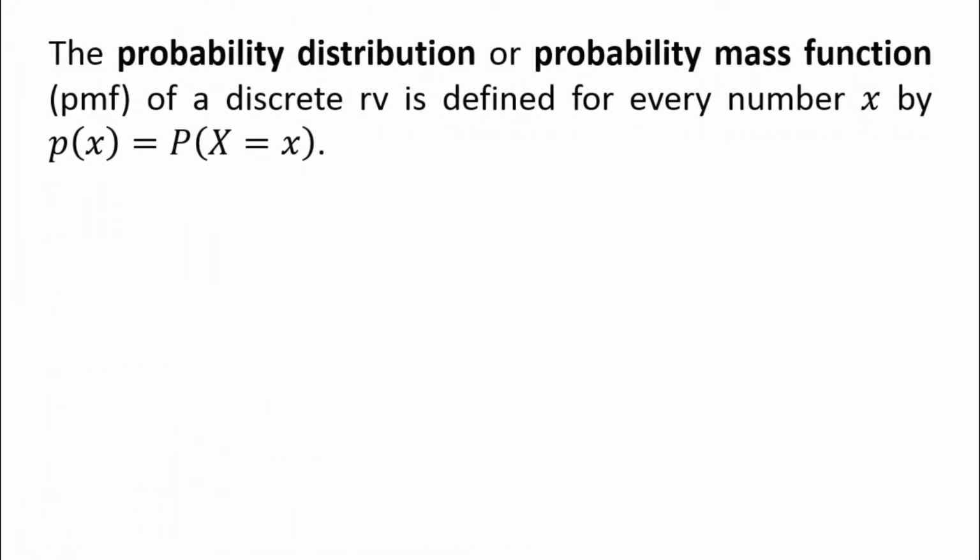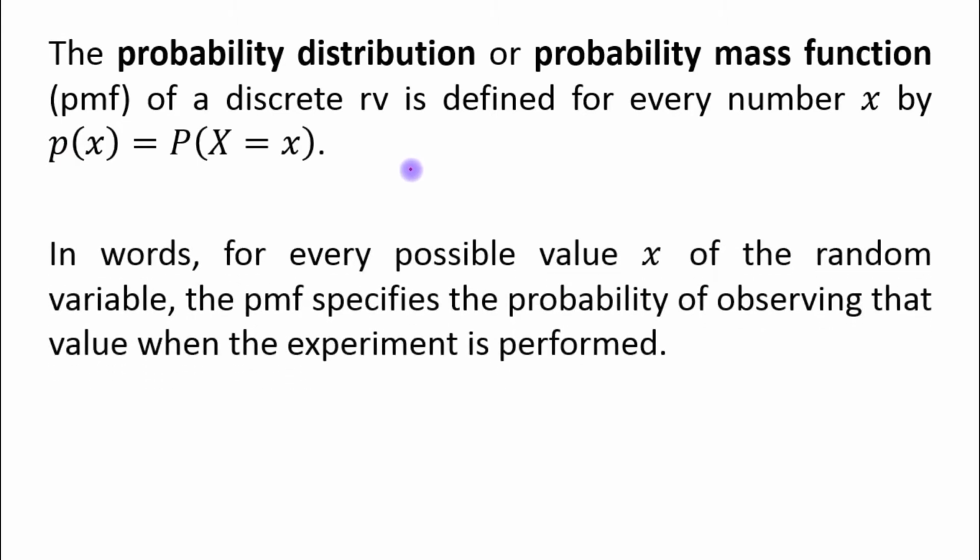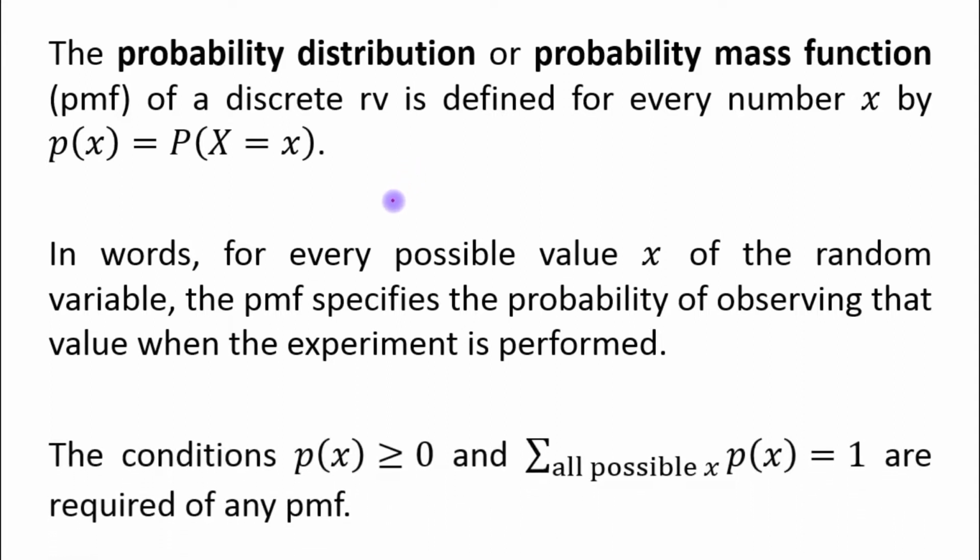The probability distribution or probability mass function, that is PMF, of a discrete random variable is defined for every number x by this equation. In words, for every possible value x of the random variable, the PMF specifies the probability of observing that value when the experiment is performed. The conditions that p(x) should be greater than or equal to 0 and the sum of all the probabilities should be equal to 1 are required of any PMF.